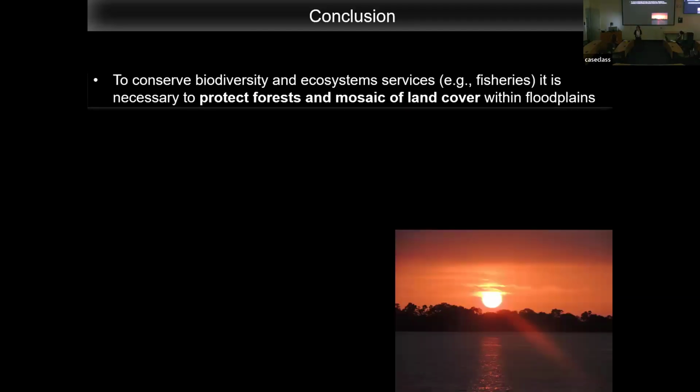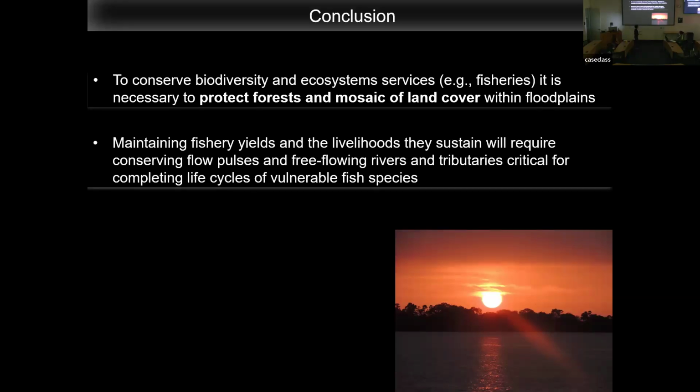And then I'm just going to provide a broad, high-level conclusion, a takeaway message: together the results indicate that it's necessary to develop better mechanisms to protect the forest, but not only forest. We've seen that it's important to consider entire mosaics of land cover types within floodplains. The results also highlight the importance of maintaining flow pulses and free-flowing rivers and tributaries that are important for the completion of life cycles of species with vulnerable traits, including species of greatest economic importance.